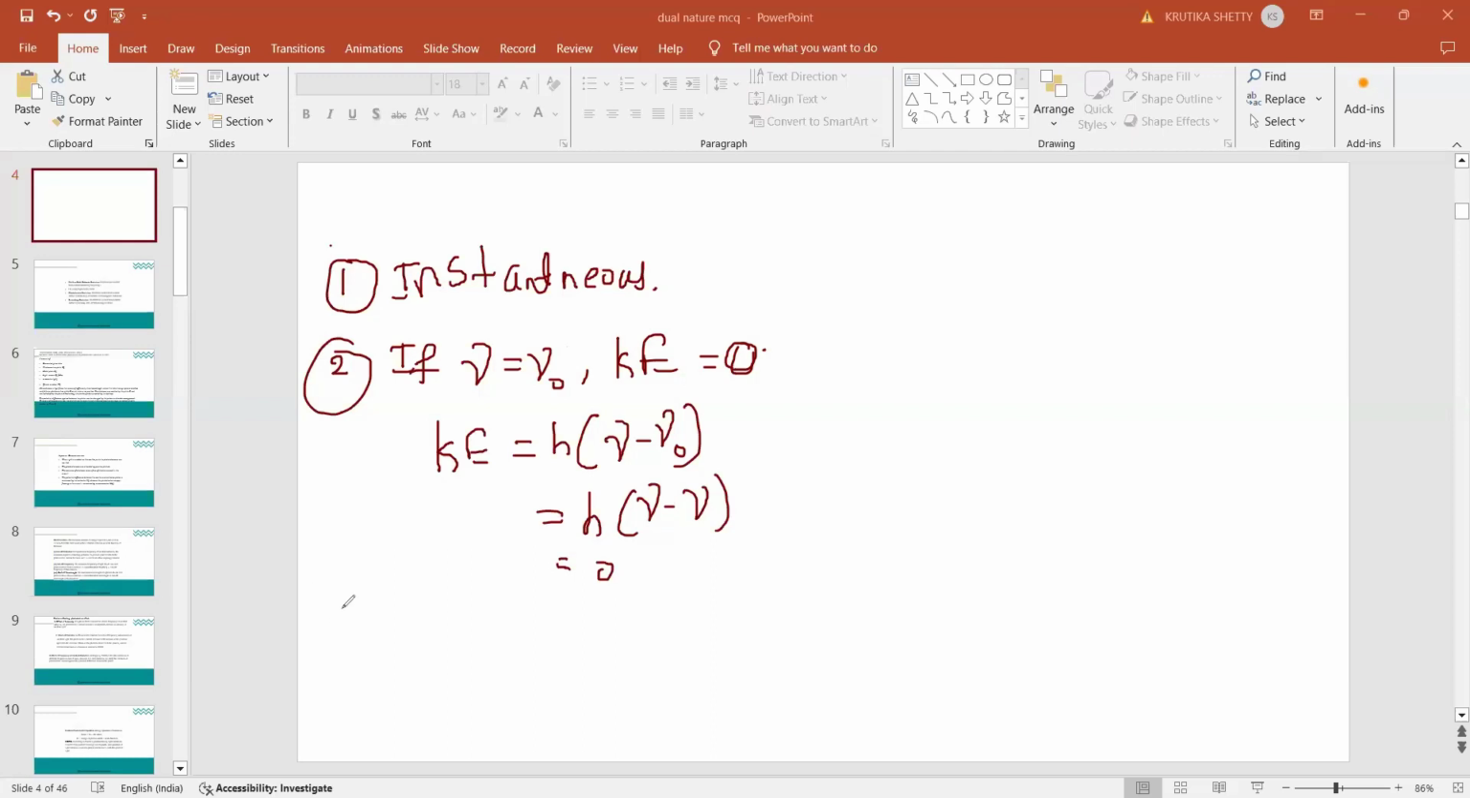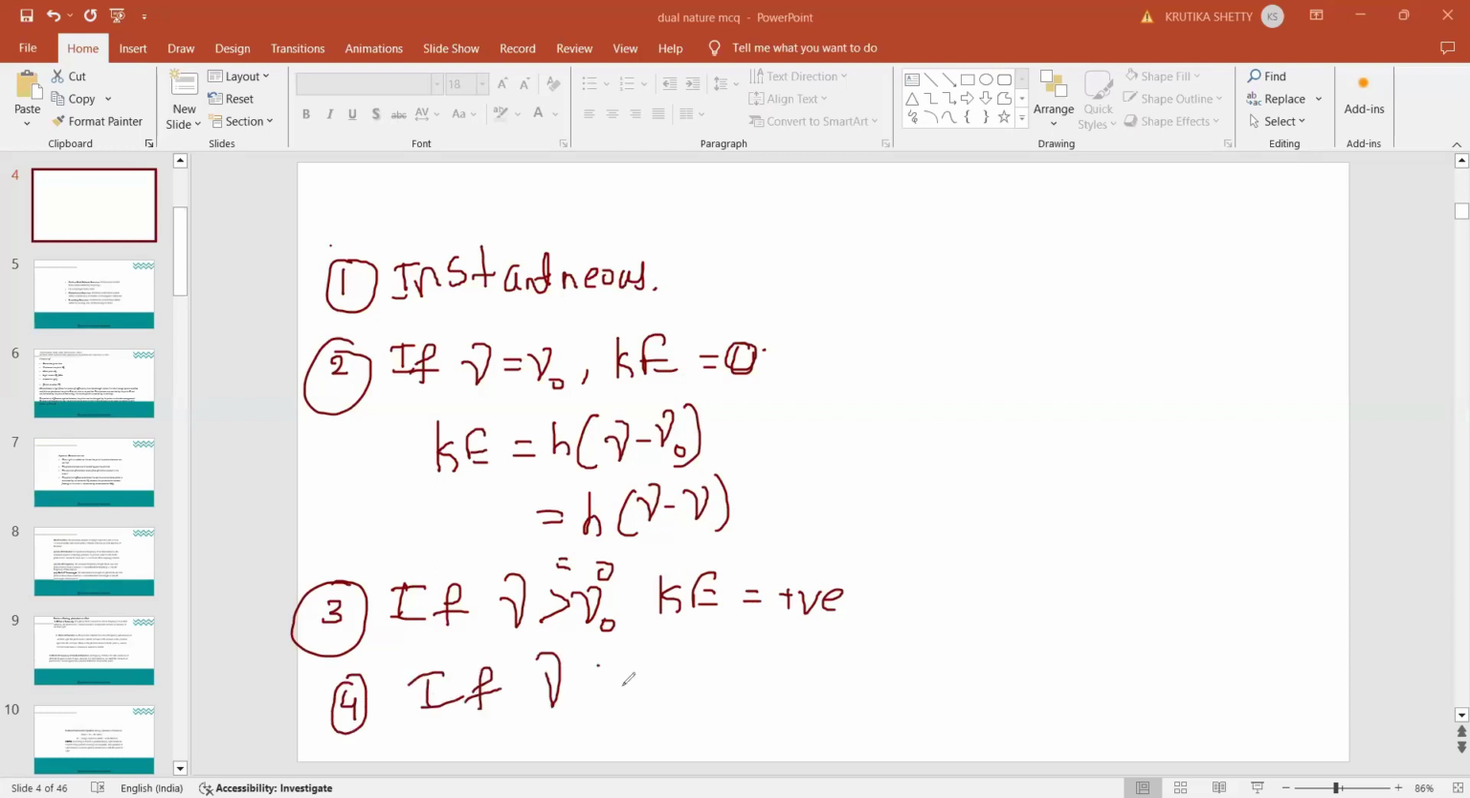So based on this, the next condition, if nu is greater than nu naught, in that case, the kinetic energy becomes what, students? Here it becomes positive. It becomes positive. And the fourth case, if reverse, nu is less than nu naught. If nu is less than nu naught, then kinetic energy is what? It is negative. Kinetic energy is negative.